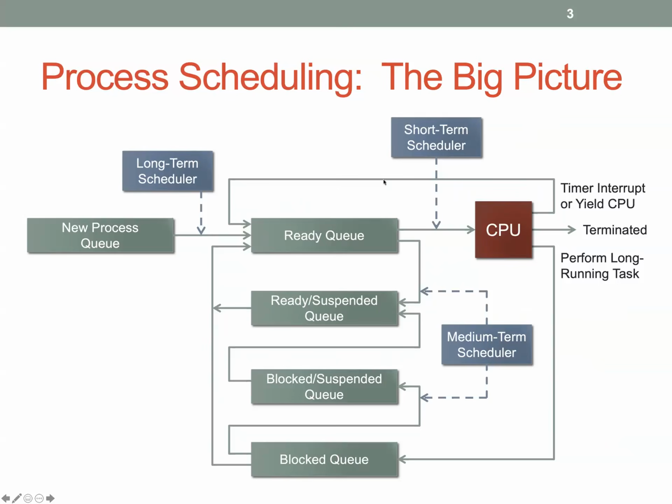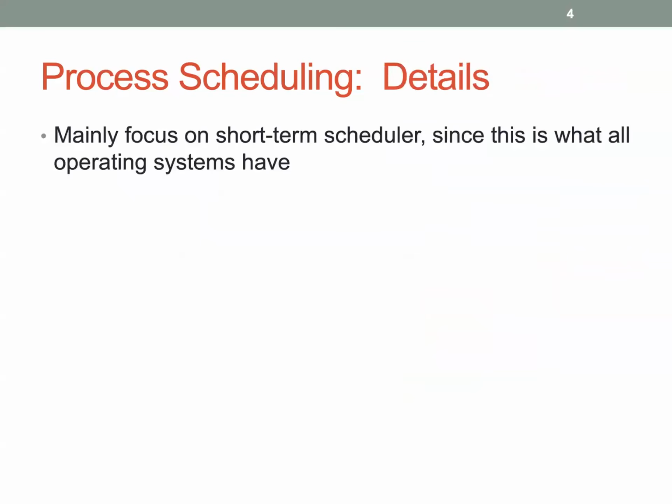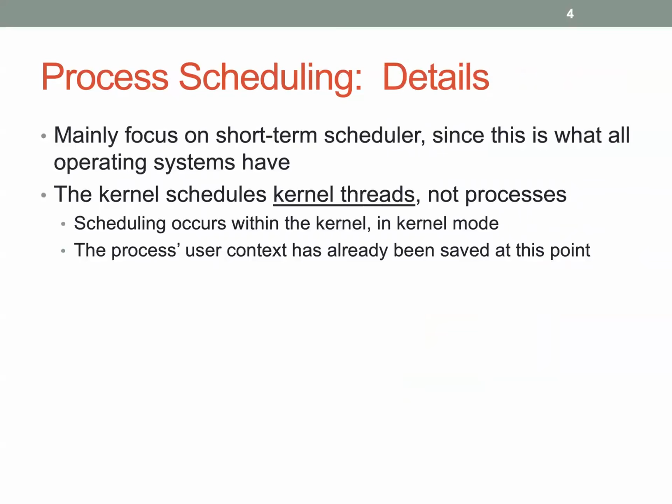And the short-term scheduler, well, this is the one we really care about. The short-term scheduler is kind of the only scheduler we have nowadays on general-purpose computers because everybody has a computer. We don't do batch processing generally, and the user plays the role of the long-term and medium-term scheduler. Okay, and the kernel schedules kernel threads, not processes.